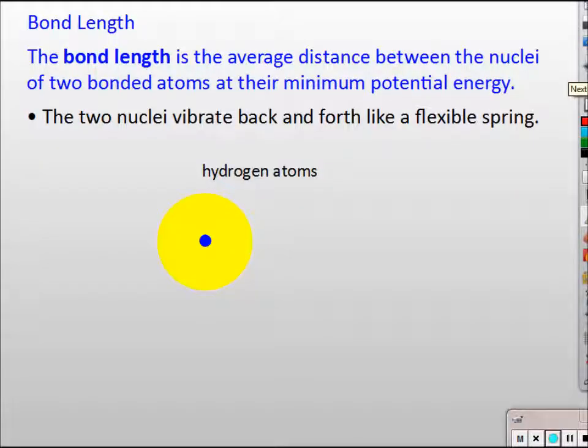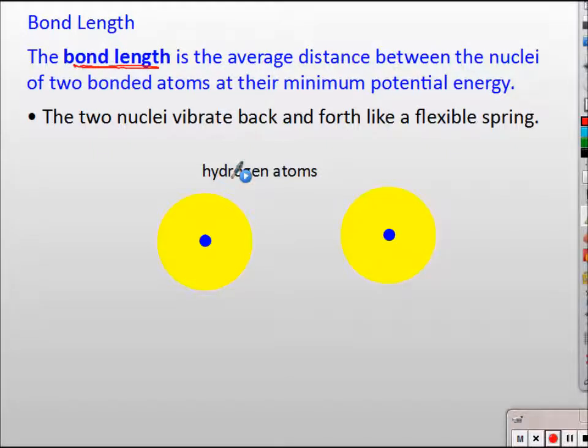So how close will they get? Can they eventually get on top of each other? No, they can't, because we have repulsive forces between the nucleus of one and the nucleus of the other, and also the electrons. At some point, that repulsion becomes high enough that the attractive forces stop, and they will stop. So we can measure how close they actually get in something called the bond length.